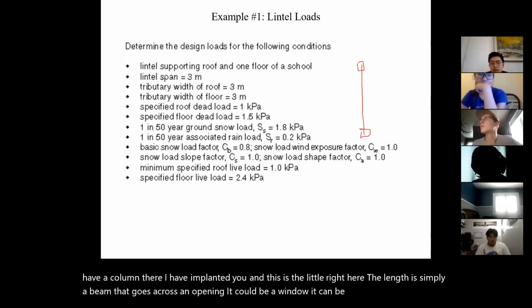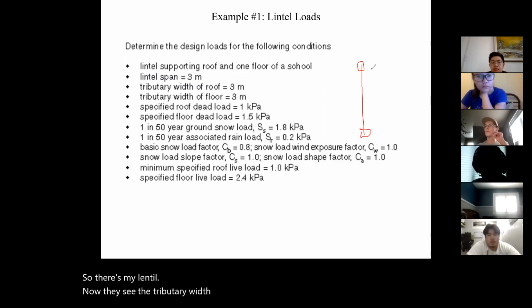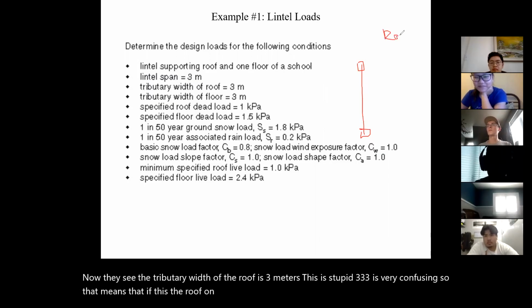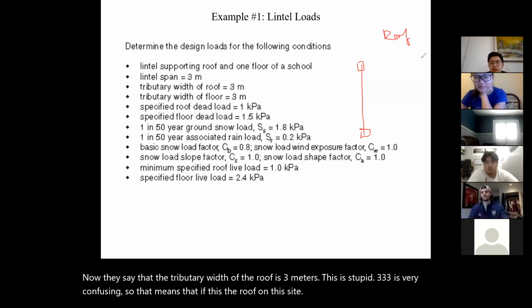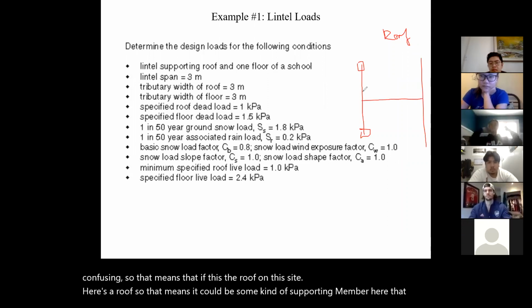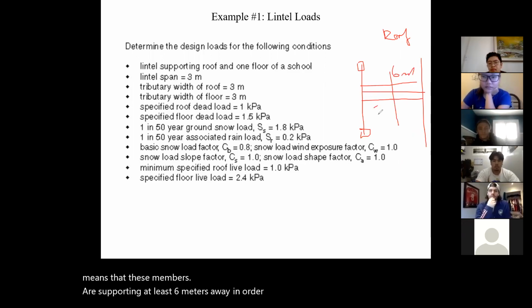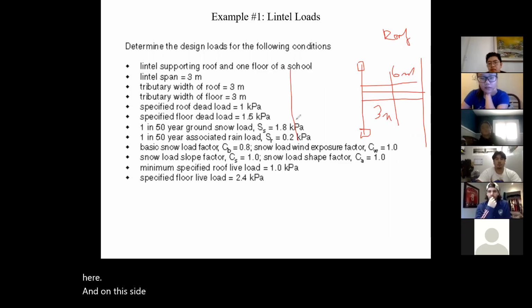So there's my lintel. Now they say that the tributary width of the roof is 3 meters. This is confusing, 3, 3, 3. So that means that if this is the roof on this side, there could be some kind of supporting member here. That means that these members here are supporting at least 6 meters away in order for the tributary width to be only 3 meters here. And on this side, there's some other kind of bearing supporting member here.